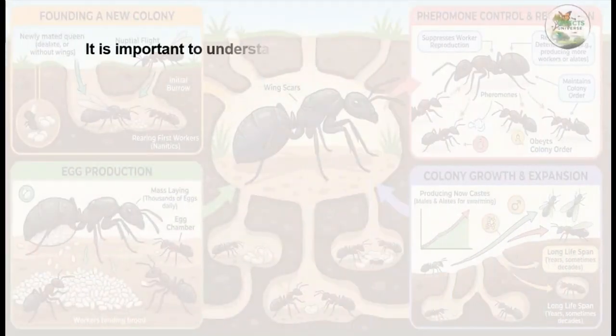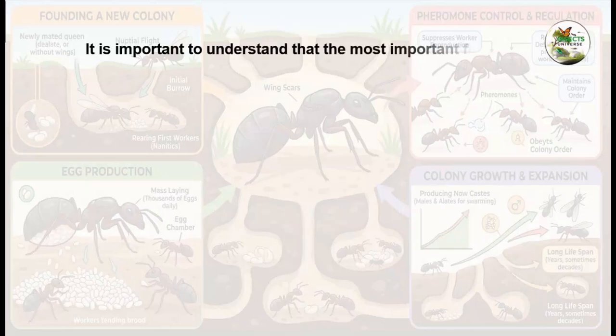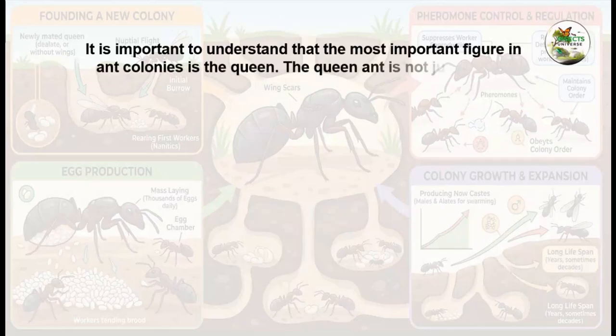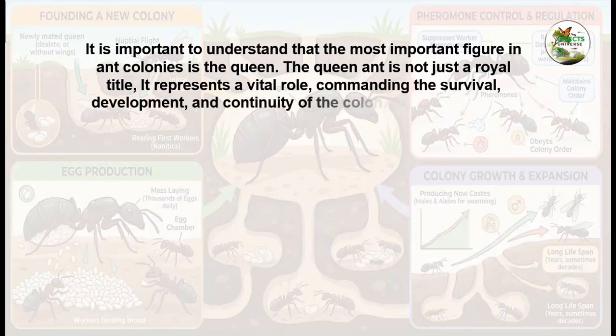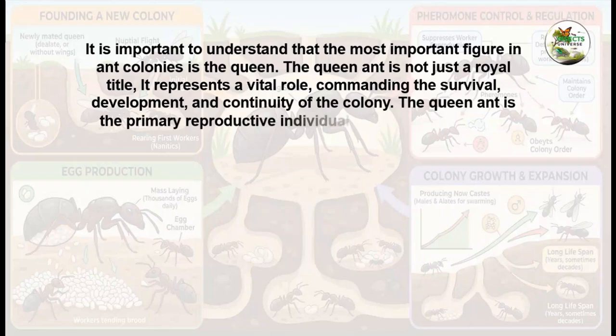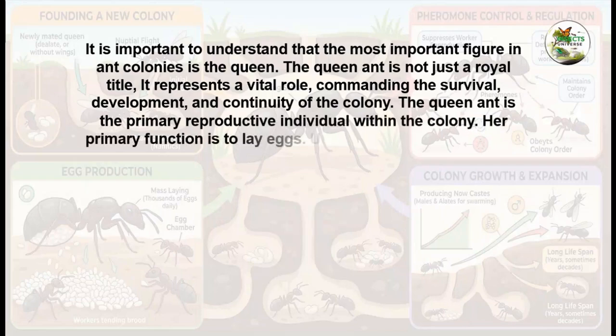It is important to understand that the most important figure in ant colonies is the queen. The queen ant is not just a royal title, it represents a vital role, commanding the survival, development, and continuity of the colony. The queen ant is the primary reproductive individual within the colony. Her primary function is to lay eggs.